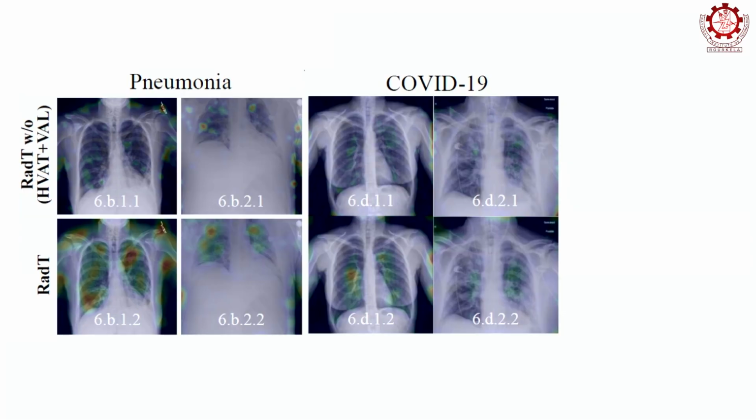So RAD-T stands for radio transformer. This was one of the first published models where anyone has used the vision modality, which is essentially the eye gaze patterns, to make decisions. Here we are showing some of the heat maps for pneumonia. With human visual attention training, we had much better localization, and without human visual attention training on the top, we did not have good localization of where the disease is.